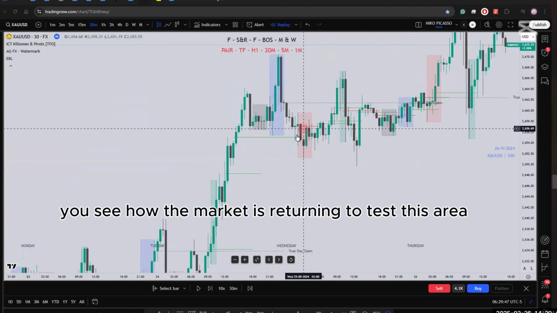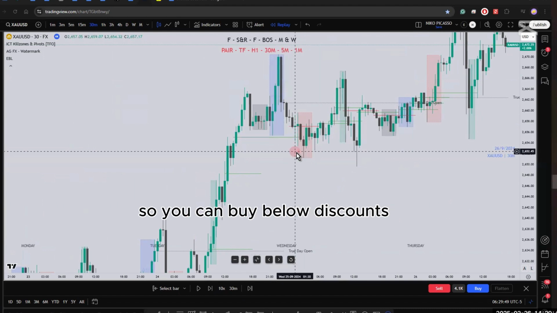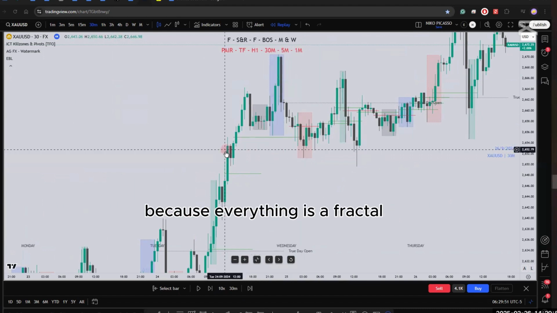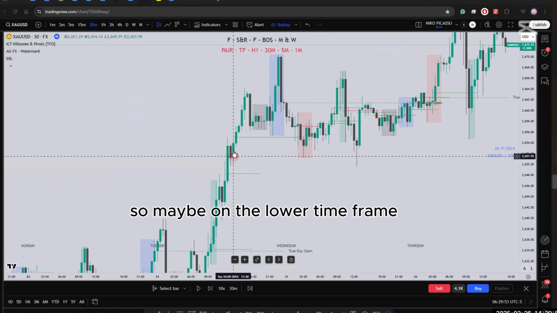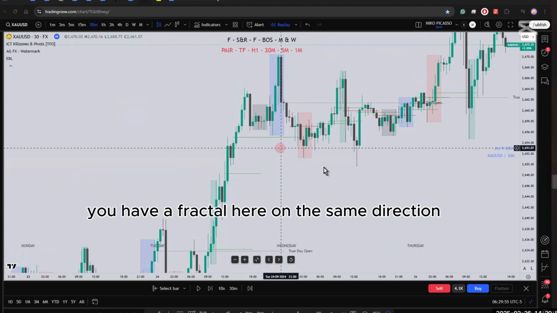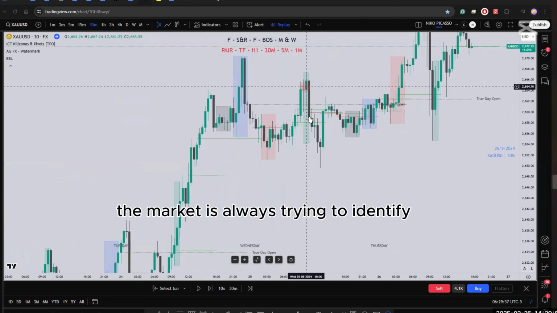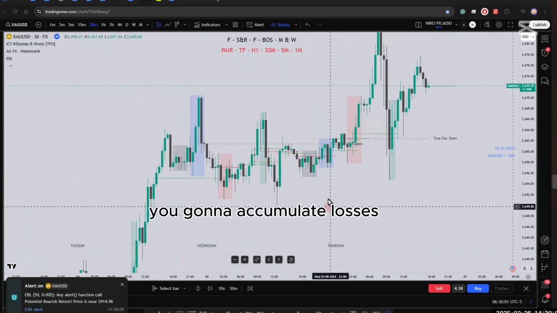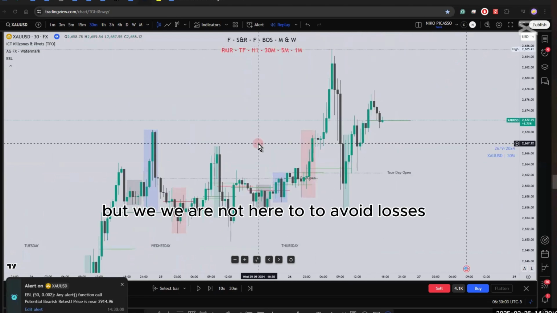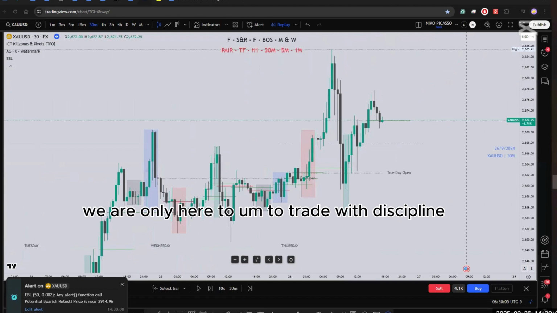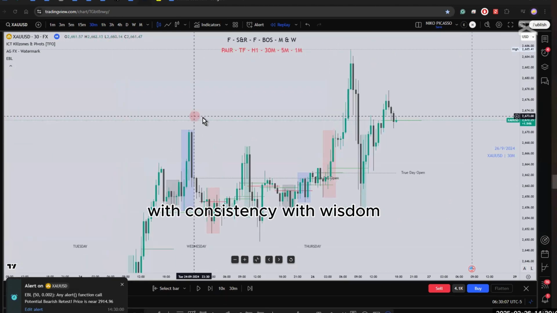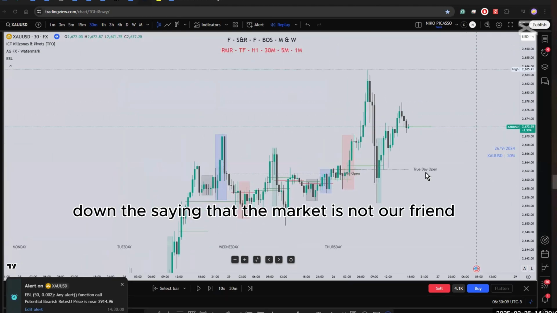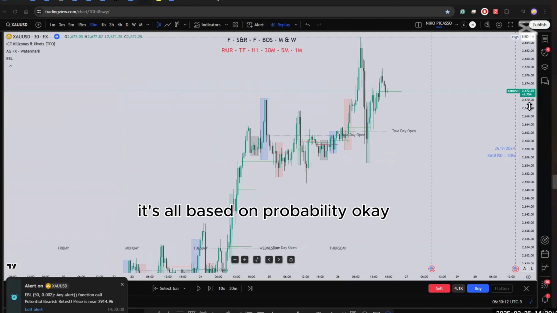You see how the market is returning to test this area. So you can buy below discounts because everything is a fractal. Maybe on the lower time frame, you'll have a fractal here in the same direction, and you can see the market is always trying to identify. When the market is consolidating, obviously you're going to accumulate losses. But we are not here to avoid losses. We are only here to trade with discipline, with consistency, with wisdom, understanding that the market is not our friend. It's all based on probability.